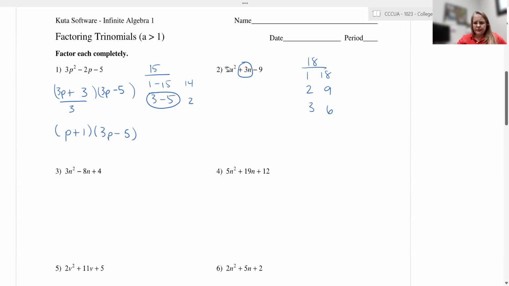So because of this minus right here, we need a difference of our factors again. So we've got 17, 7, and 3. I'm still after this 3n. So the way I want to write this is I've got 2n squared plus 6n minus 3n, and then minus 9. So what you can see is this plus 6n minus 3n is my 3n.